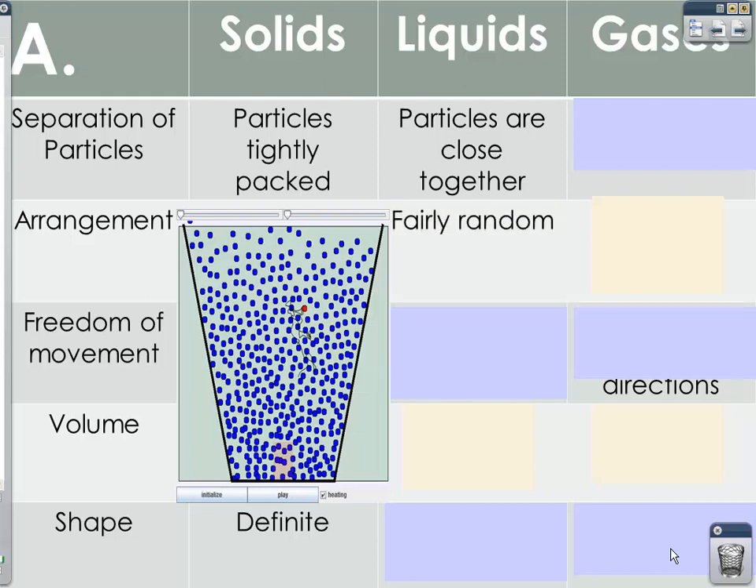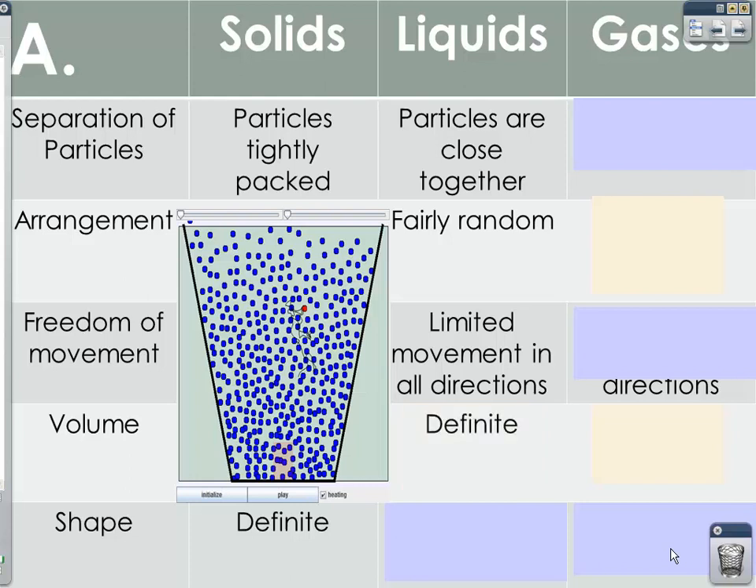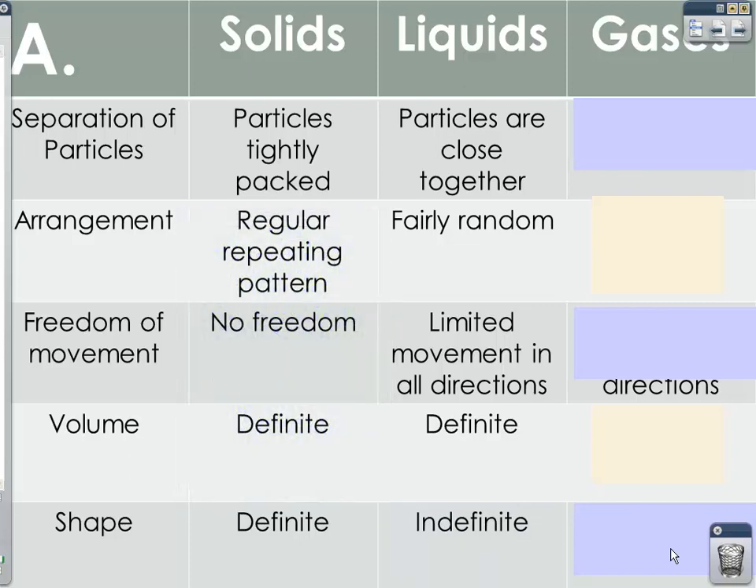Their arrangement is random. They're free to move. They have limited movement in all directions. It depends on what they're contained in. There's a definite volume, but there's no definite shape because it takes the shape of whatever container you have.